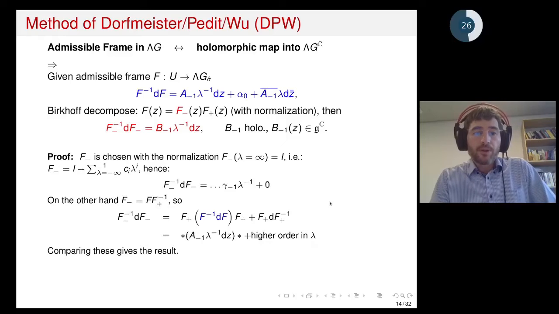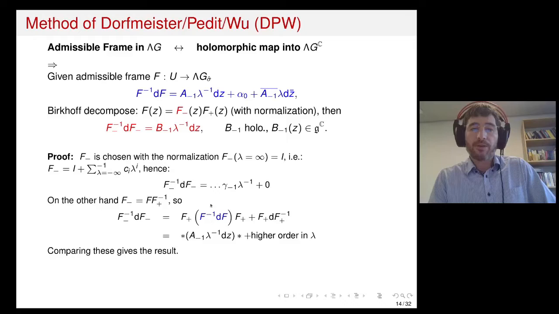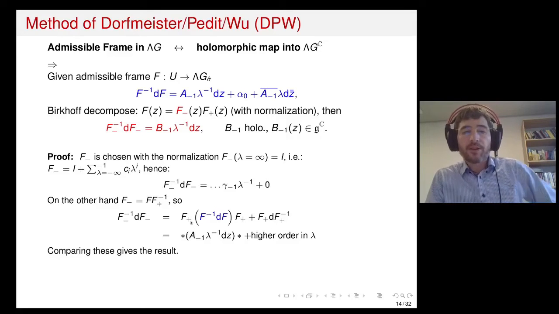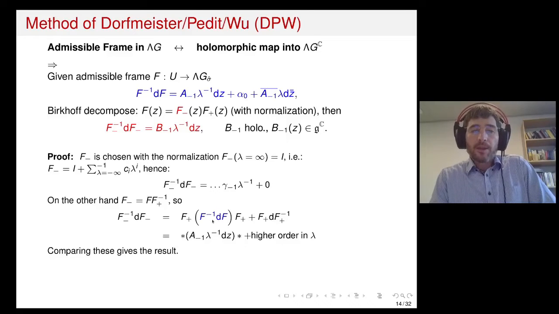Now write F minus in a different way via the Birkhoff decomposition. F minus is equal to F times F plus inverse. Then compute the Marquardt form in terms of those two. So we know the Marquardt form of F. It's this expression up here, and we know that F plus is holomorphic on the disk, so its expansion on S1 only has positive powers of lambda. So we end up with something that looks like this. The first term from F inverse dF was this one, and then everything else is higher order in lambda.